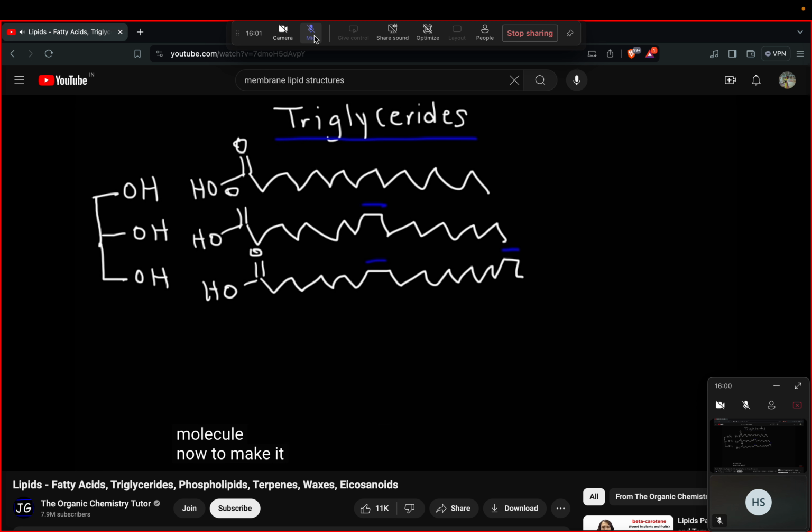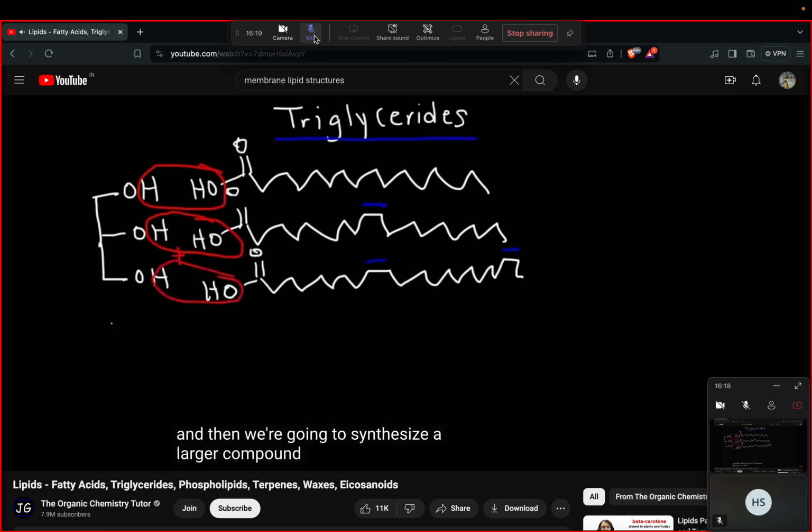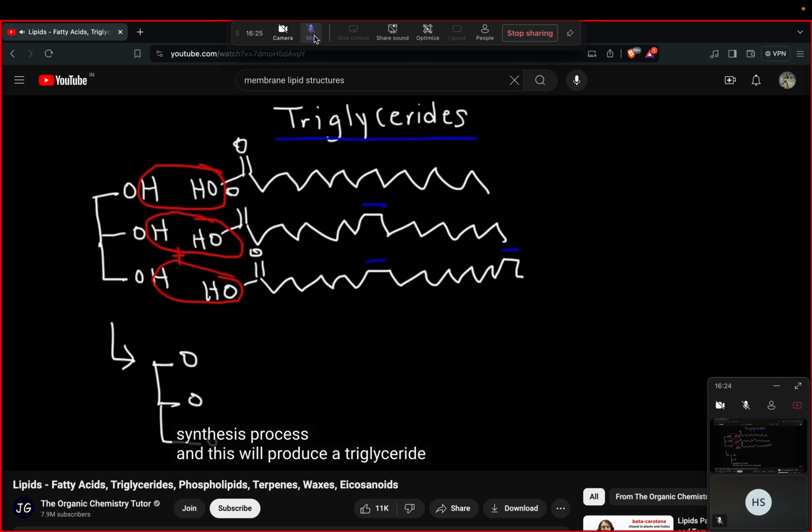Now to make it, we need a dehydration synthesis reaction. So we're going to lose water. These molecules will be dehydrated due to the loss of water. So we're going to lose 3 water molecules, and then we're going to synthesize a larger compound. So it's a dehydration synthesis process. And this will produce a triglyceride, which looks like something like this.